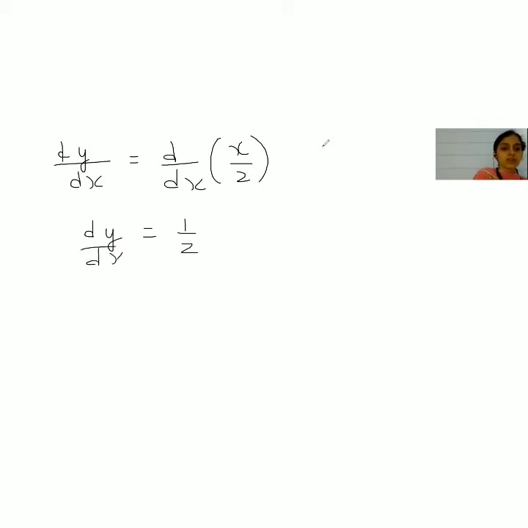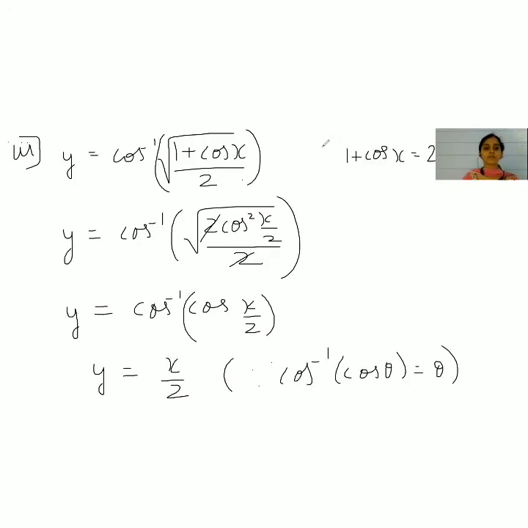Right? So dy by dx of this sum will be half. Third sum, cos inverse root of (1 plus cos x) by 2. This is the third one. Let's move to the fourth one now.